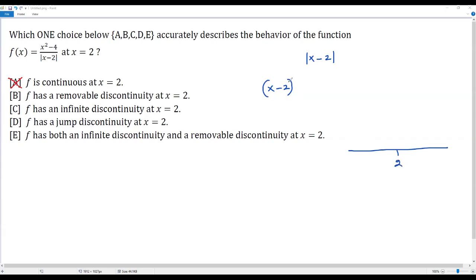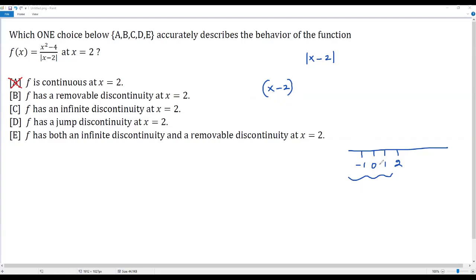So x equals 2 makes this expression 0. Now if I consider the values on the left side of 2, for example 1, 0, negative 1, what is the sign of this expression?